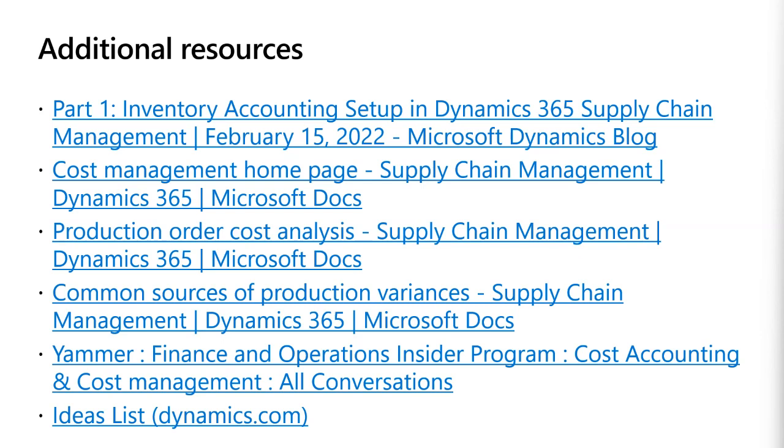There's also a few additional pages that are very specific to production variance analysis that you might want to check out. The first one is the production order cost analysis and the common sources of production variances pages in the docs. We do invite you to connect with the product team on the Yammer group as a great way to ask questions and hear what's new and coming up. And if you've got ideas for the product, we do encourage you to submit those out on the ideas page.